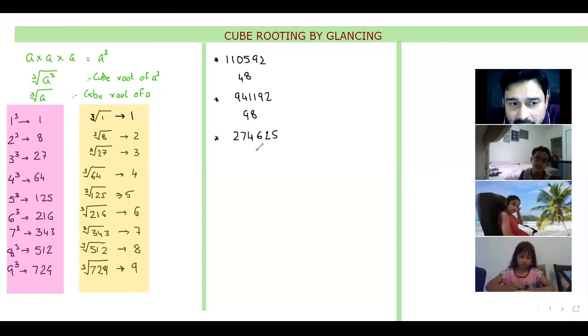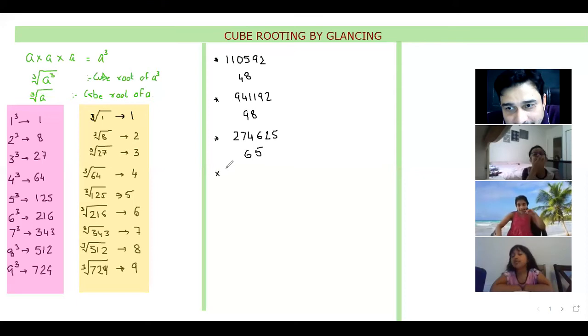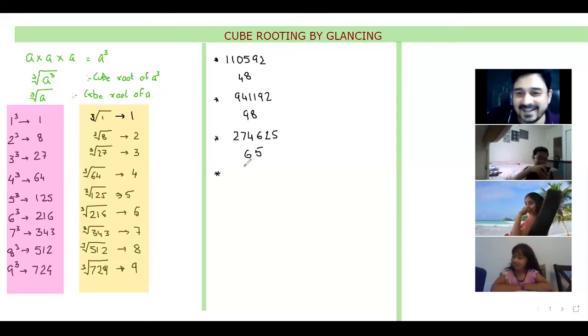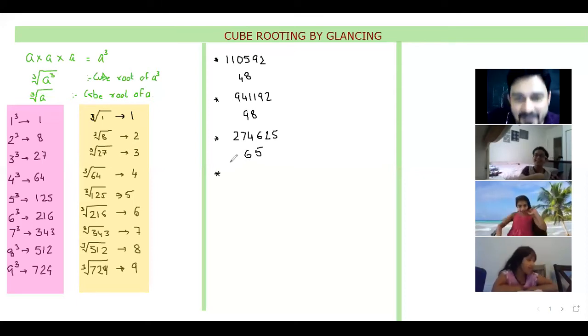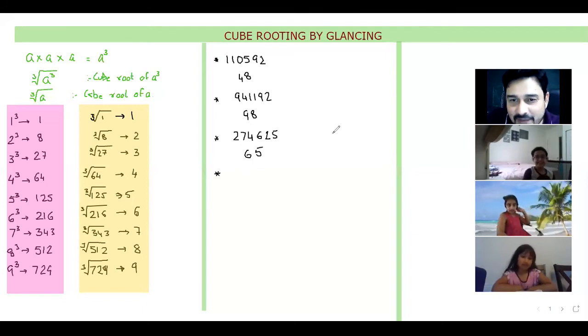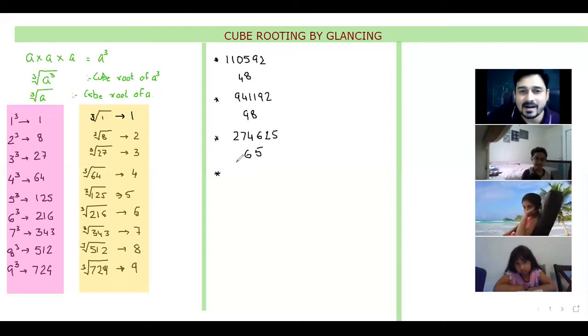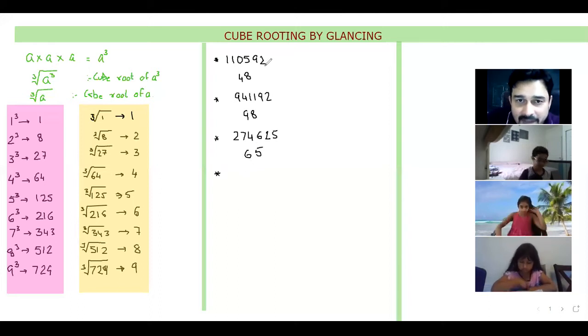274625. Your answer is 65. Yeah. How? How is this happening? Yes, I will tell you. I will tell you very soon. Can you tell me, what is 99's cube? No, I'm telling you. Tell me the cube, and I will tell you the cube root.